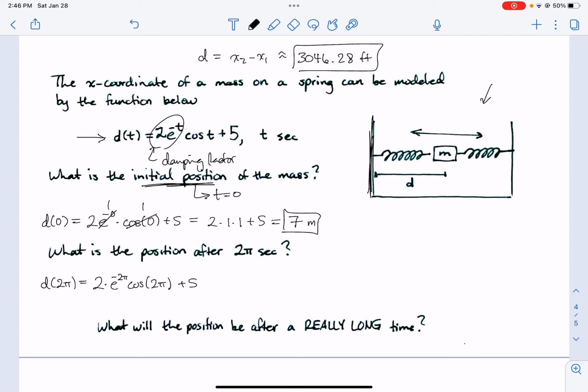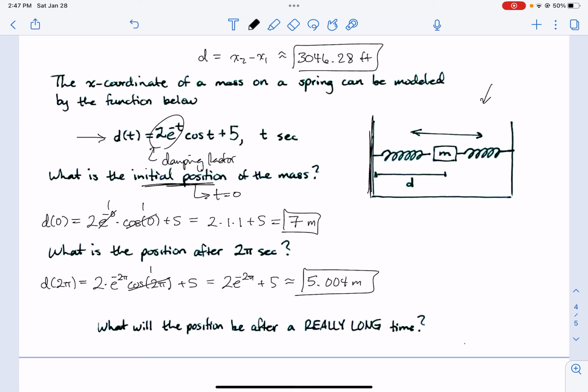smaller number here. Right? So cosine of 2 pi gives us 1. Now that e to the negative 2 pi is going to be a fairly small number, right? So basically from here on out, I'm going to go ahead and just put this into my calculator. But I know that this is what I have right now. And let's see what we get. 2 times e to the negative 2 pi, and then plus 5. And that gives me 5.004 meters, right?